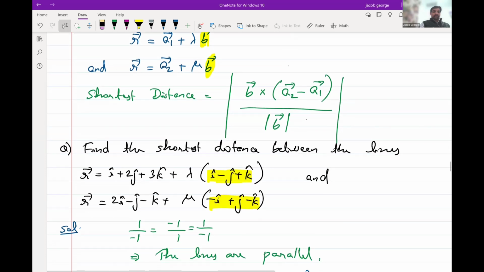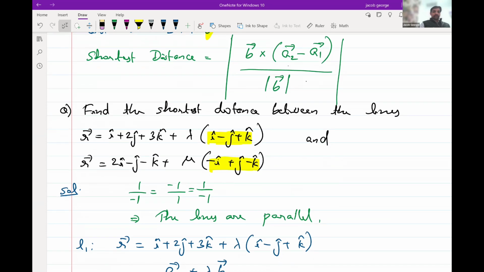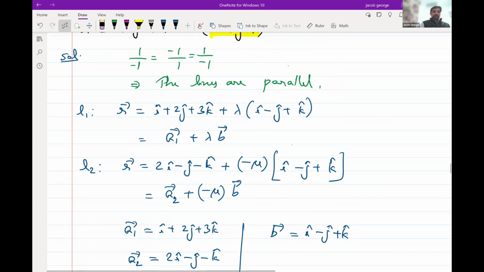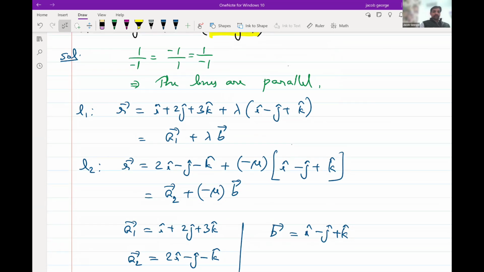How to identify, for example, this question. Here we take the ratio like this: 1 by minus 1, minus 1 by 1, 1 by minus 1, they are equal. So the lines are parallel. Now we have to write these two as the same vector. To make it the same, from the second vector I have taken minus outside. Instead of mu, we can write minus mu. Minus mu is also a constant. So the second equation we write accordingly, then both the vectors are the B vector.